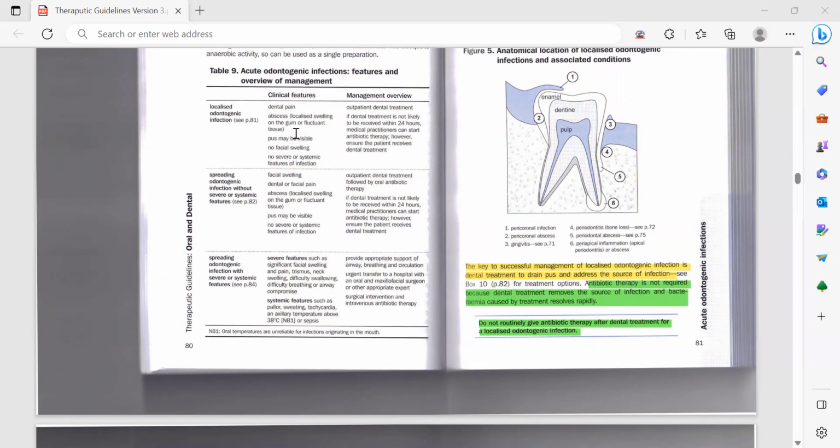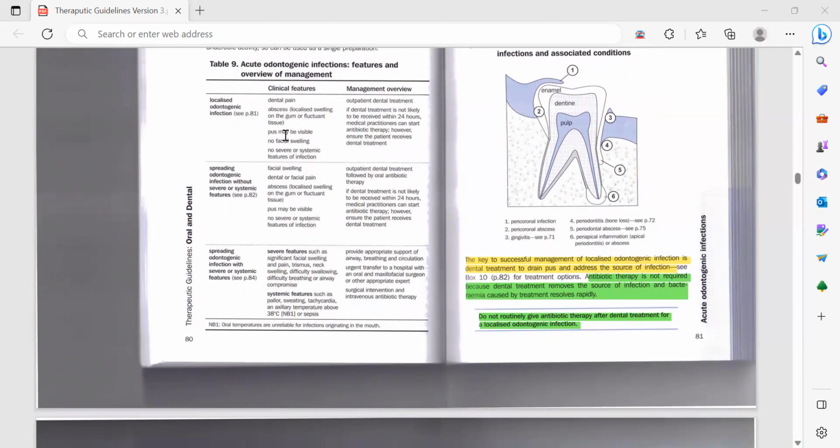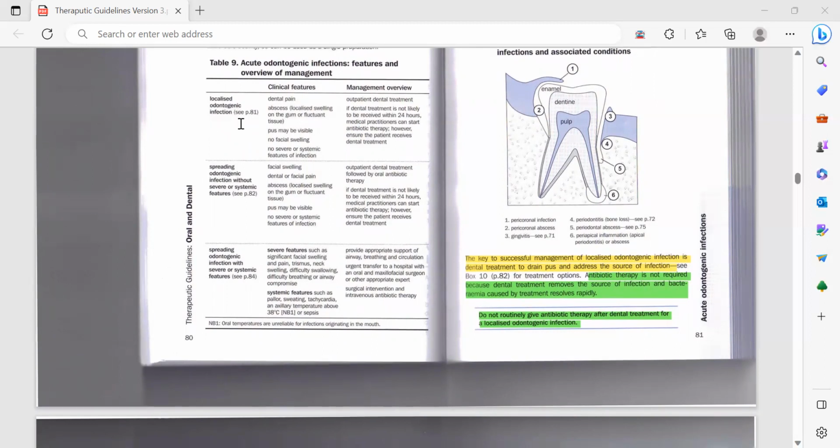For example, this patient visited the GP, like he hasn't come to you and there is a waiting period of 24 hours, then the GP can prescribe the oral antibiotics. However, ensure the patient receives dental treatment, because that is the most important therapy for the localized odontogenic infection.